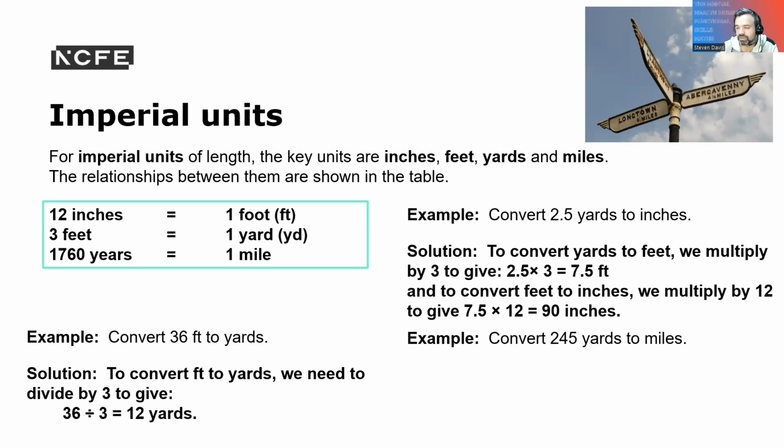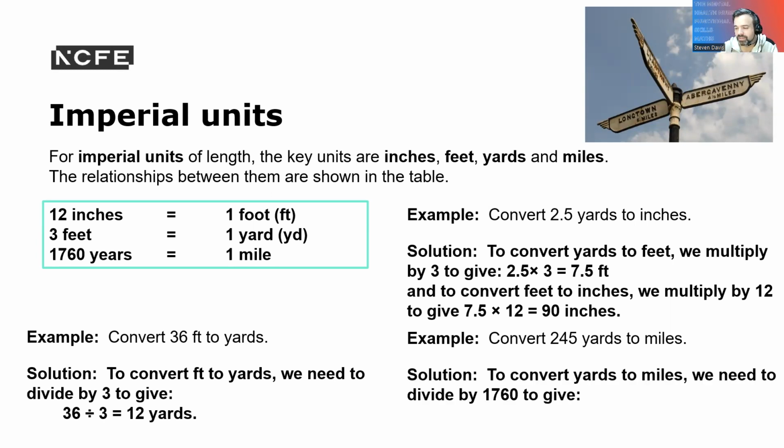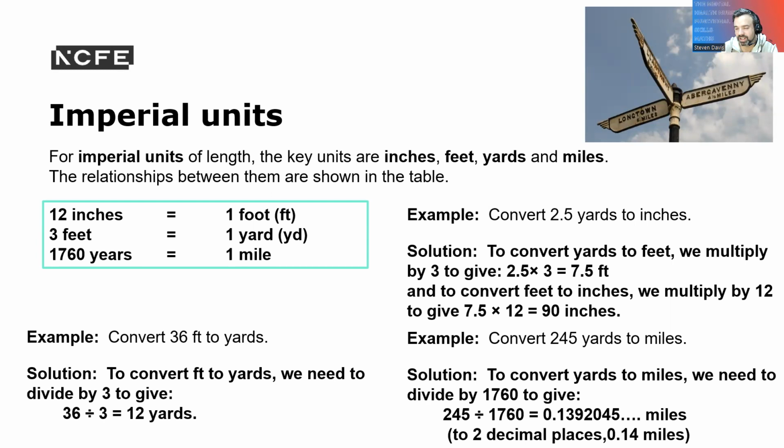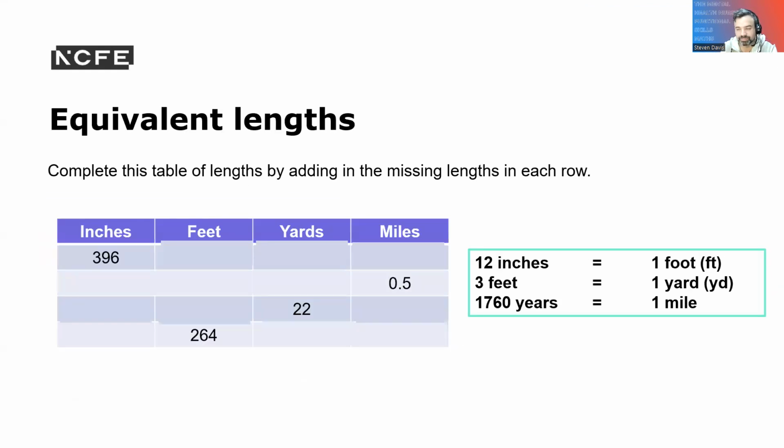Convert 245 yards to miles. To convert yards to miles, we need to divide by 1,760. So 245 divided by 1,760 equals 0.139 miles to 3 decimal places. Good.